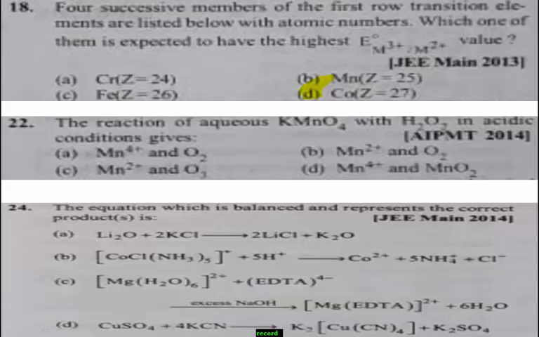Next, question number 22. The equation which is balanced and represents the correct product is. Yes, observe the given reactions. The question is the equation which is balanced. Check whether the reaction is balanced or not first, and represents the correct product. Observe all the given options.